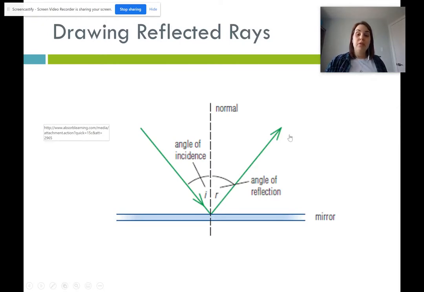Now, in regular reflection, the angle of incidence is always going to be equal to the angle of reflection. So if this is 30 degrees, this is going to be 30 degrees. If this is 40, this is going to be 40. If this is 90, this is going to be 90, okay? These two angles are always going to equal one another.